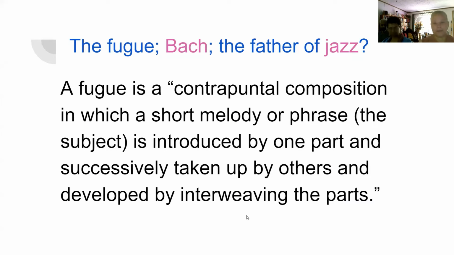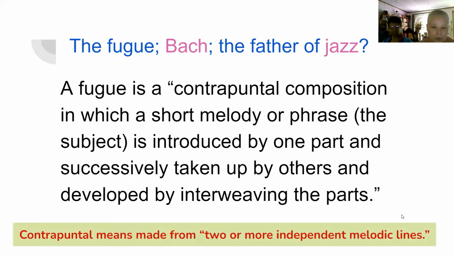Bach is, I guess, the person who is most well known for composing fugues. A fugue is a contrapuntal composition in which a short melody or phrase is introduced by one part and successively taken up by others and developed by interweaving the parts. So a fugue can be played by more than one instrument, but Bach made these fugues for piano alone as well. A contrapuntal just means made from two or more independent melodic lines.